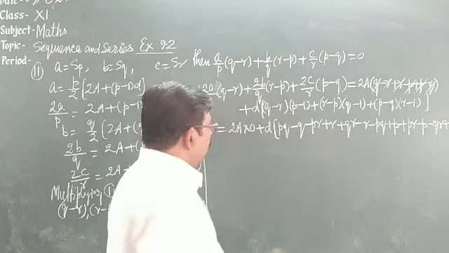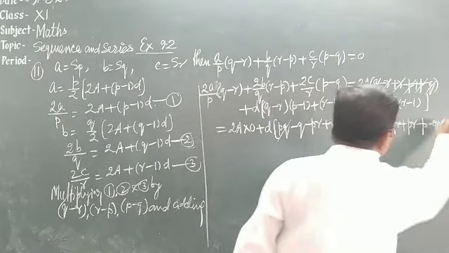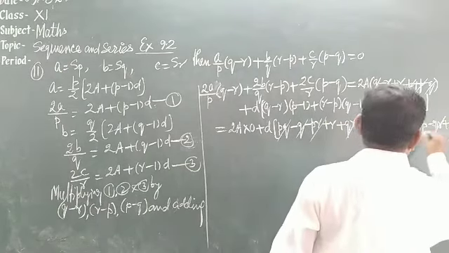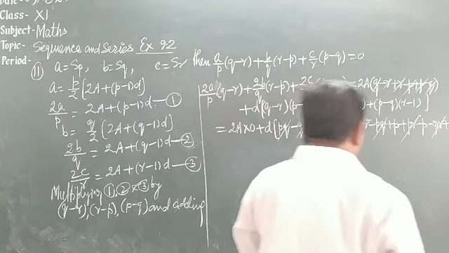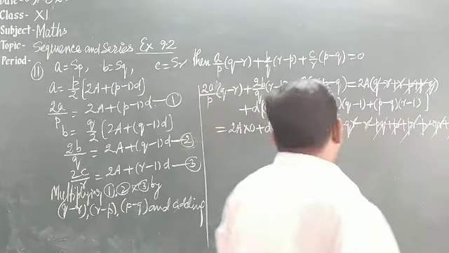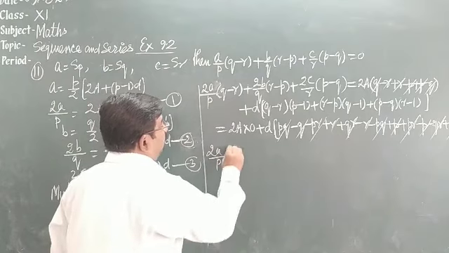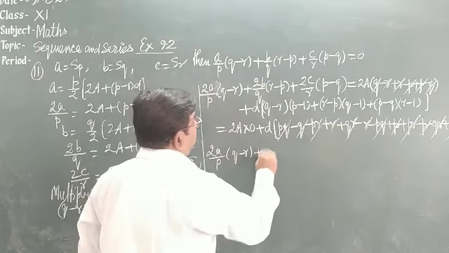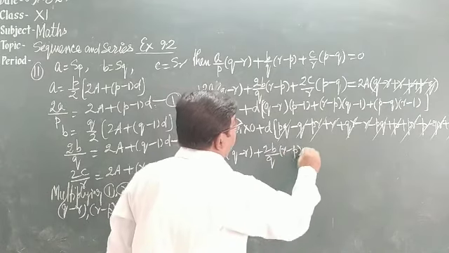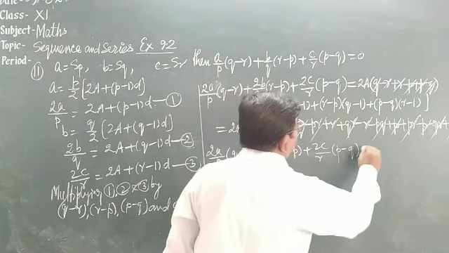See, plus PQ here, minus PQ, plus QR, minus QR, plus PR, minus PR, minus Q, and plus Q here. All will go. Plus minus P, plus P, minus R, plus R. So what we have? See, 2a upon P into Q minus R plus 2b upon Q into R minus P plus 2c upon R into P minus Q is equal to 0.